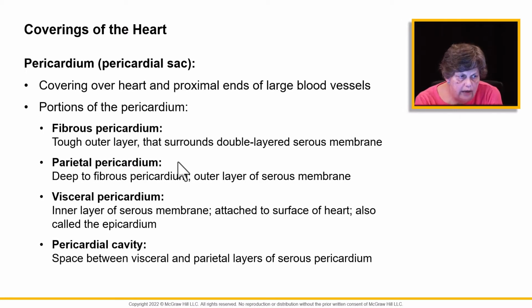Okay, so the parietal pericardium is underneath this fibrous pericardium. It is what we call the outer layer of the serous membrane. Then you have a space. This is the pericardial cavity. And then underneath that, attached to the surface of the organ, you have the visceral pericardium. When we get to the lungs, we'll be talking about the parietal pleura, the pleural cavity, and the visceral pleura. Those terms remain the same. So if you get them down now, this will help you further on in the course.